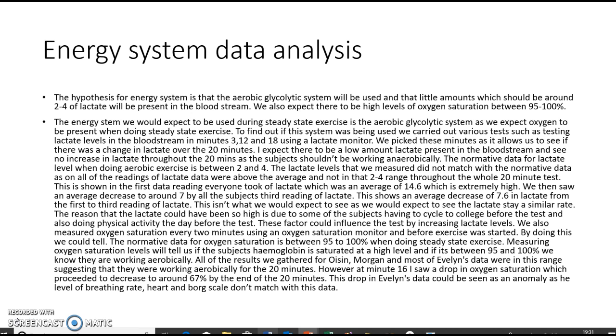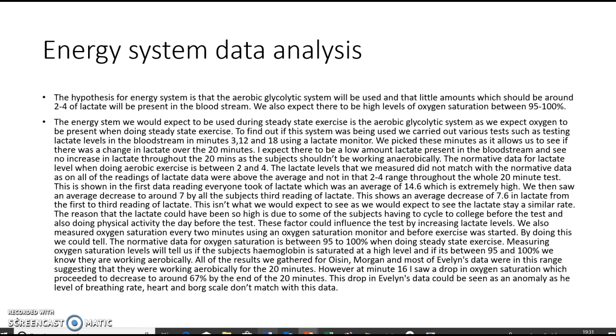This shows an average decrease of 7.6 in lactate from the first to the third reading of lactate. This isn't what we'd expect, as we expect the lactate to stay at a similar rate.